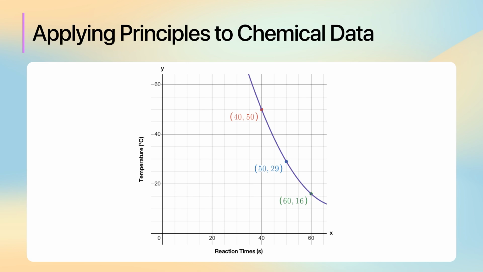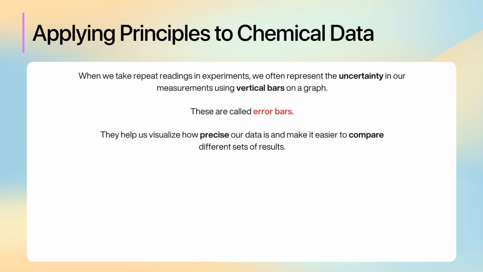When we take repeat readings in experiments, we often represent the uncertainty in our measurements using vertical bars on a graph. These are called error bars. They help us visualize how precise our data is and make it easier to compare different sets of results.